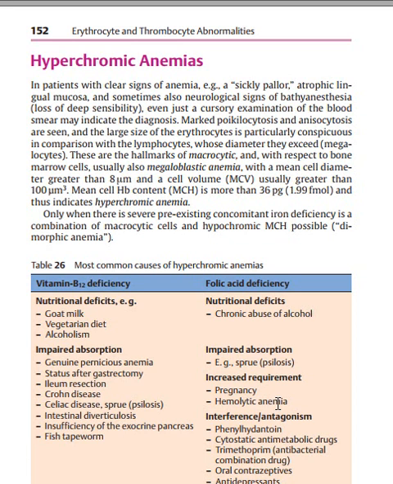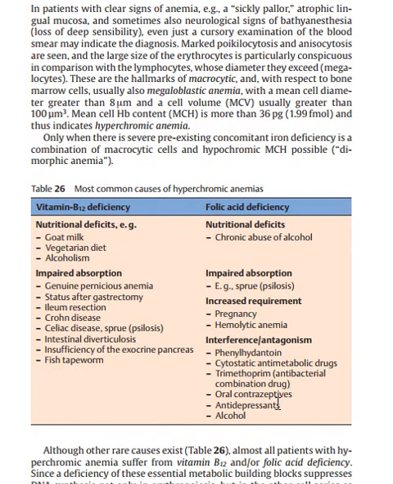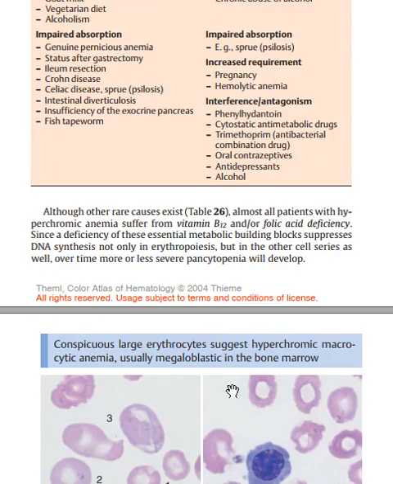The next one is pregnancy, where vitamin B9 is used by the fetus. Now you have interference and antagonism with certain chemicals: cytostatic anti-metabolic drugs, trimethoprim, oral contraceptives and alcohol. All these can act as antagonists.